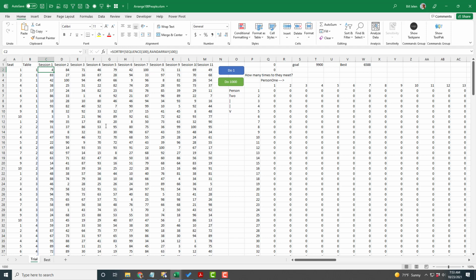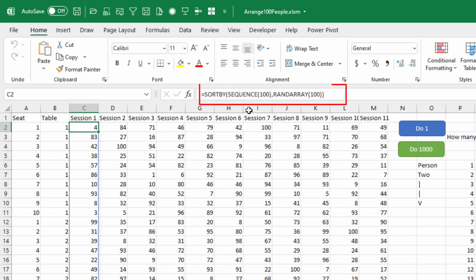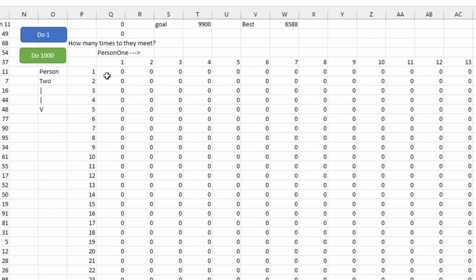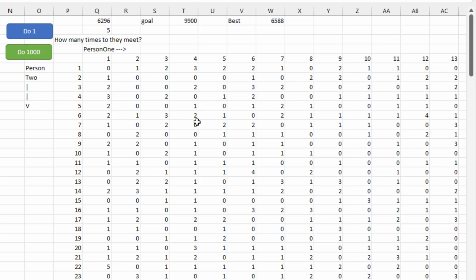All right, so what I've done, I have the 10 tables here, the 11 sessions going across, and for each one, I've randomly assigned the 100 people using SEQUENCE of 100 and then SORTBY RANDARRAY of 100. So you see, it just randomly assigns people. And then over here, I have a matrix that checks to see if person one met person two, person three, person four. And I have some VBA that will fill that in, right? And ideally, we'd have 9,900 meetings because you can't meet yourself.